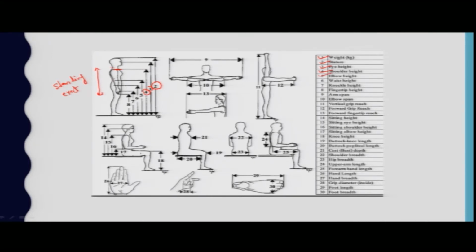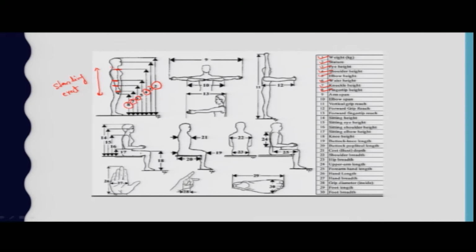Again, fifth is elbow height, which is the vertical distance between the floor and the lowest bony point. Six is the waist height. So waist height is this: where the waist is starting, and that distance to the floor. Seven is the knuckle height. This is the portion from where we have to measure the knuckle height, and this is the knuckle height.